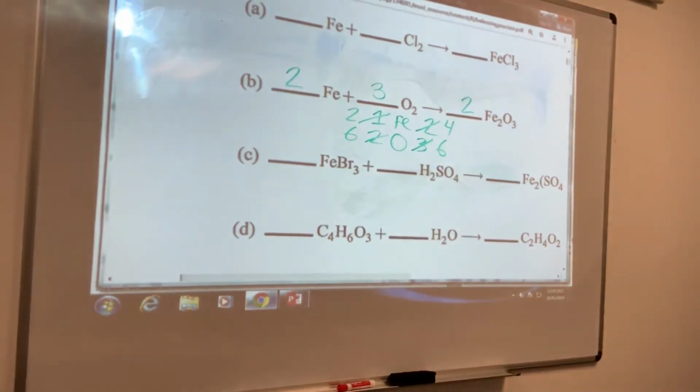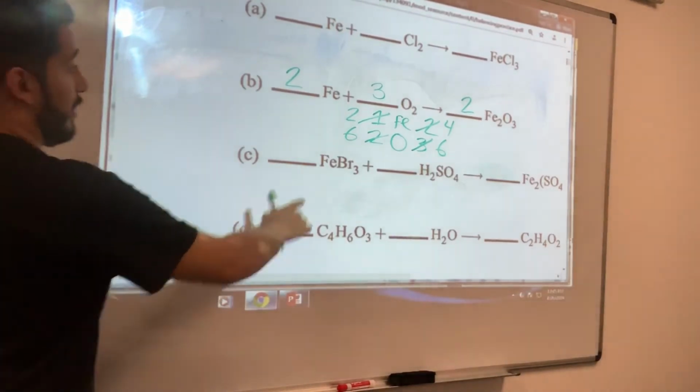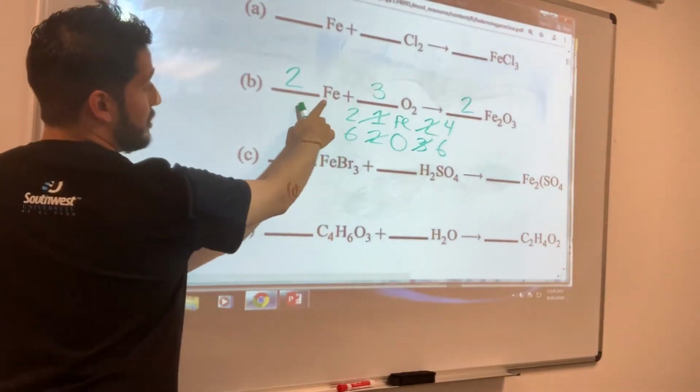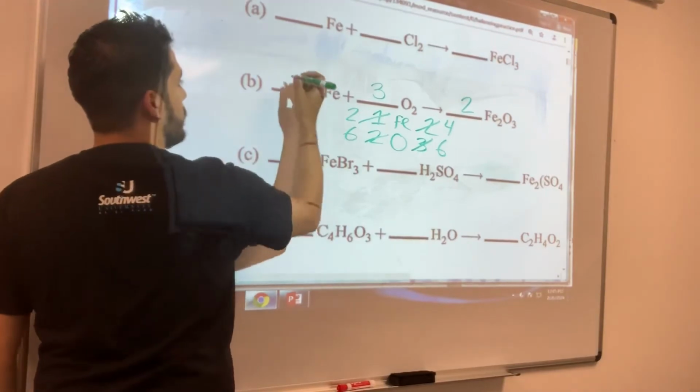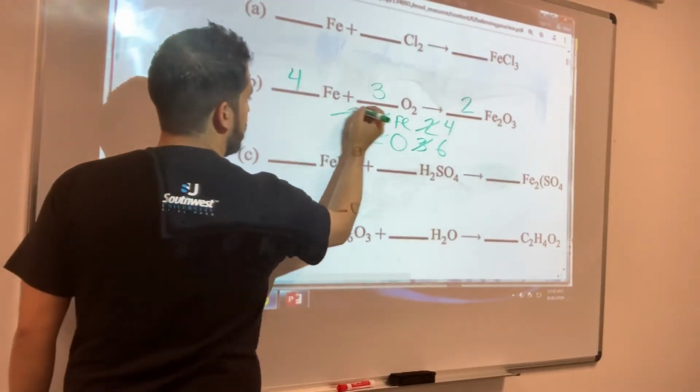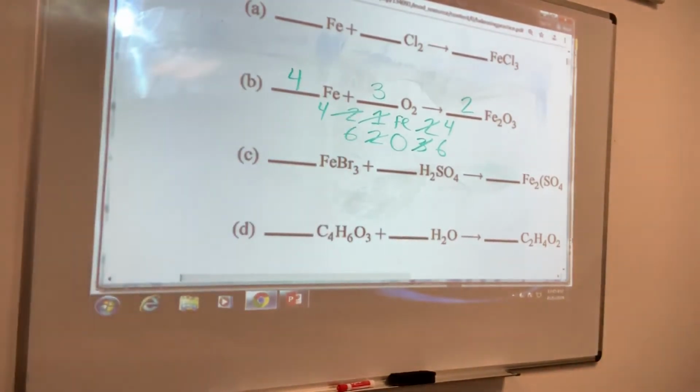That's fine, we balance the oxygen. Did we mess something up in this process? Yeah, is that a big deal? No, right? You just go back. So what do I have to change this into so that this becomes a 4? 2. Right? What if I change this 2 to 4? That converts everything into a balanced equation.